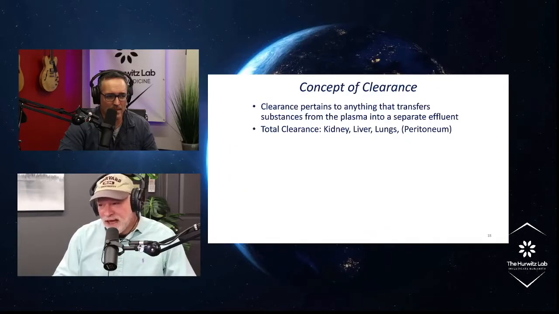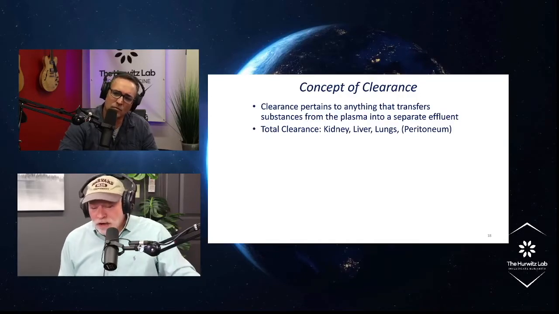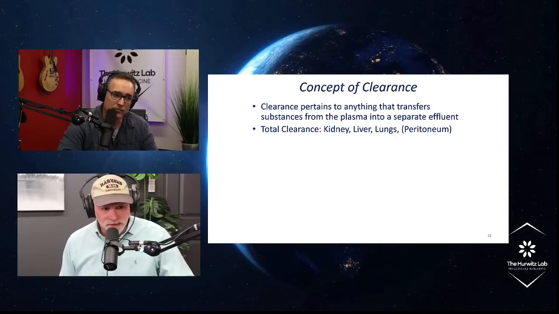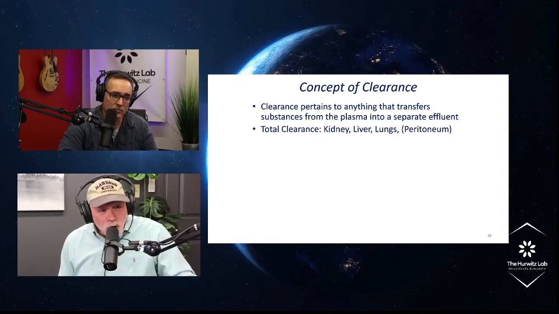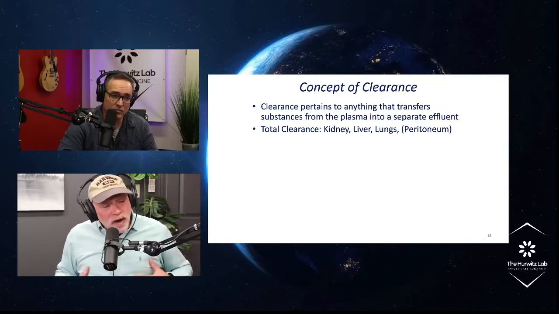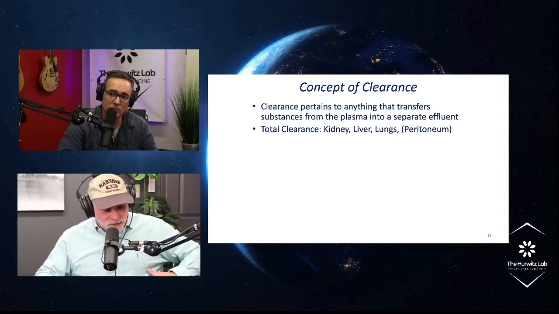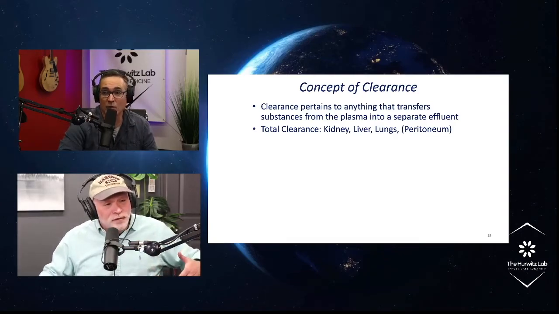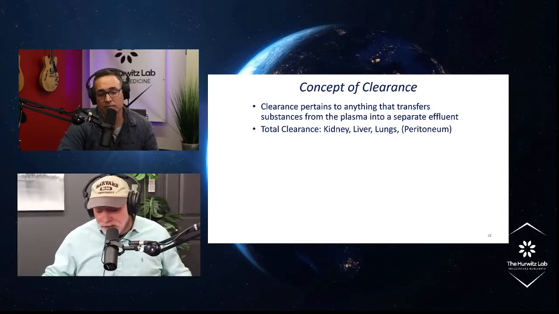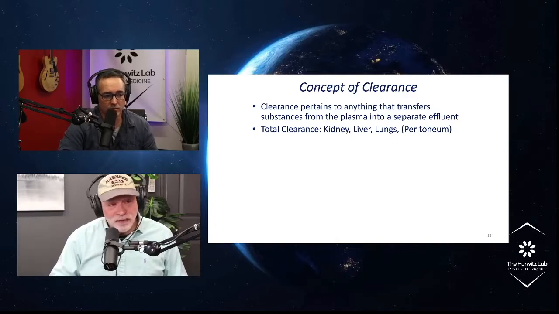So clearance pertains to anything that transfers substances from the plasma to a separate effluent. The big thing for clearance is the kidney, but the liver does clearance, the lungs do clearance, and people who lose their kidney function have a backup clearance thing we're all born with. It doesn't do anything in you and me, but if we lose our kidneys and do peritoneal dialysis, once we put a fluid in, there can be transfer across the peritoneal membrane, that's clearance. So that's how people live on PD.